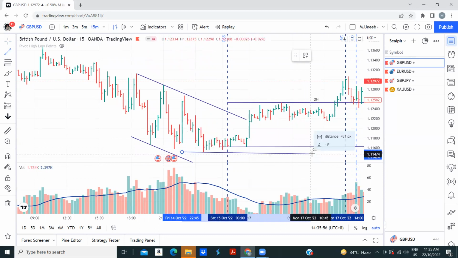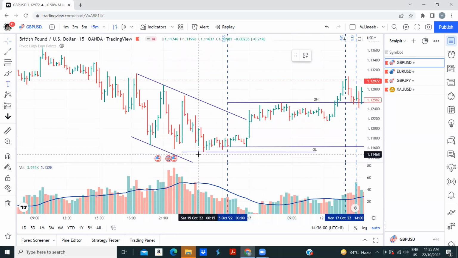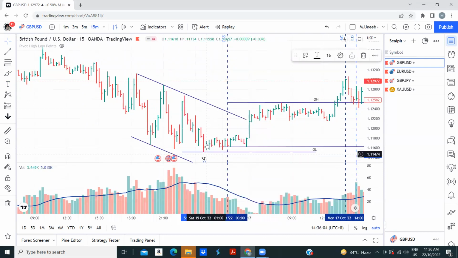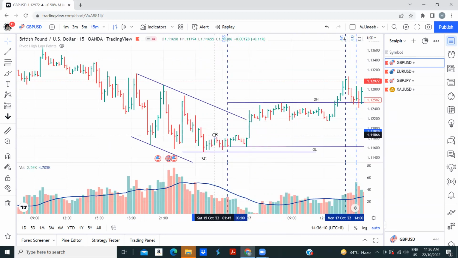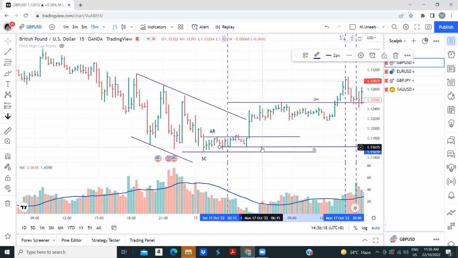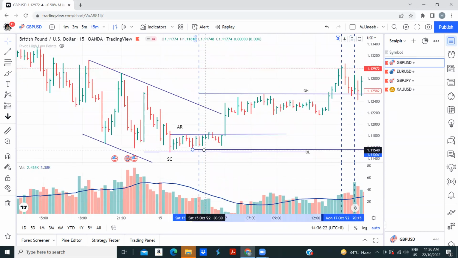Rounding SOT. This becomes what? Selling climax. This becomes what? AR, the first reaction. Makes a range here. AR. The OL should be from here.